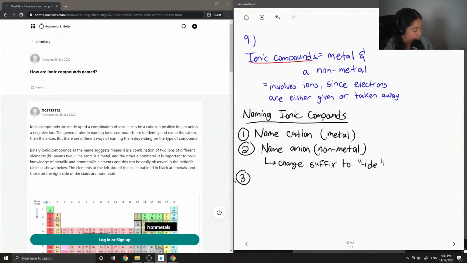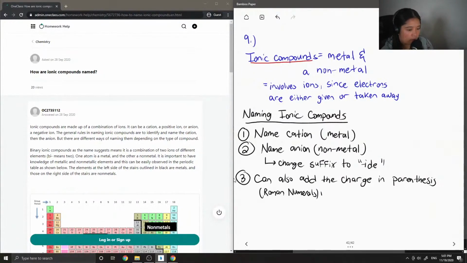Then the last step is only applicable to metals that have more than one charge. So we can also add the charge in parentheses, in Roman numerals, only if the metal can have multiple charges.